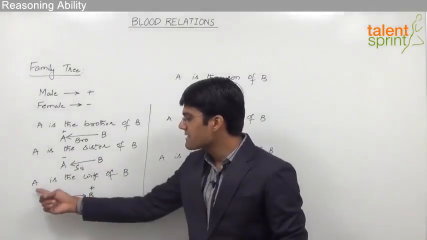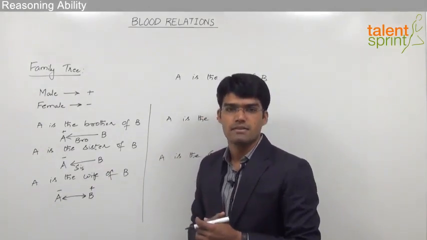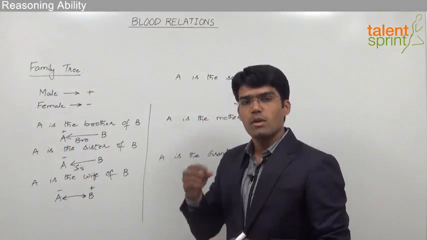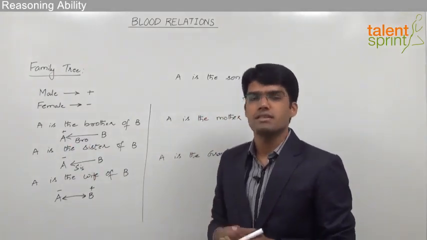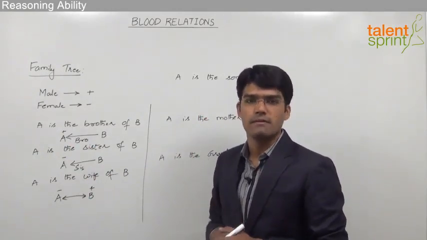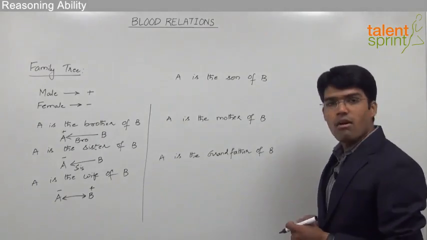And even in the last case, that is A is the wife of B, these two persons are of the same generation. So they always should be represented on the same line. But once we get to know that there is a generation gap between the two given persons, we try to represent them on different levels. Let us understand that. For example, A is the son of B.